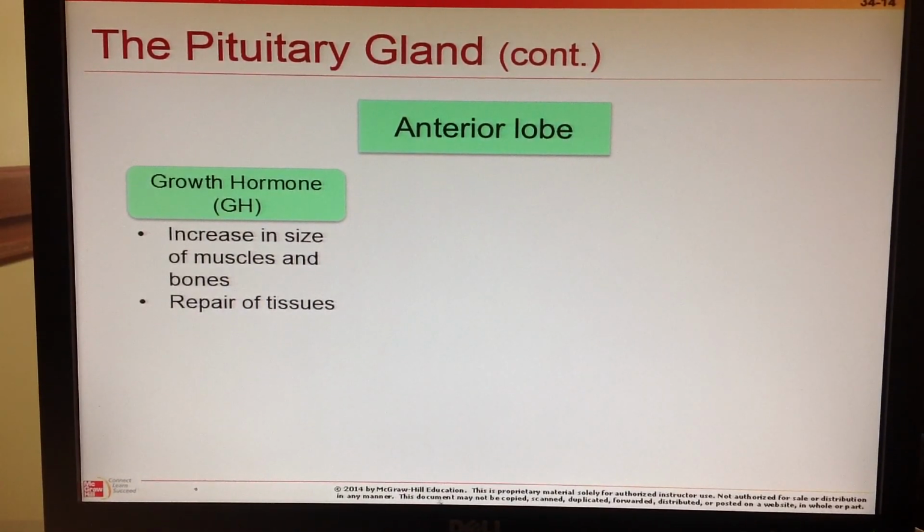Growth hormone is really important, as you can see here, kind of like what the name sounds like: increase in size and muscle of muscles and bones, and also repair of tissues. But think of someone who has too much growth hormone might actually develop into a giant or have gigantism. So think about somebody like Shaquille O'Neal. He's pretty tall, you know?